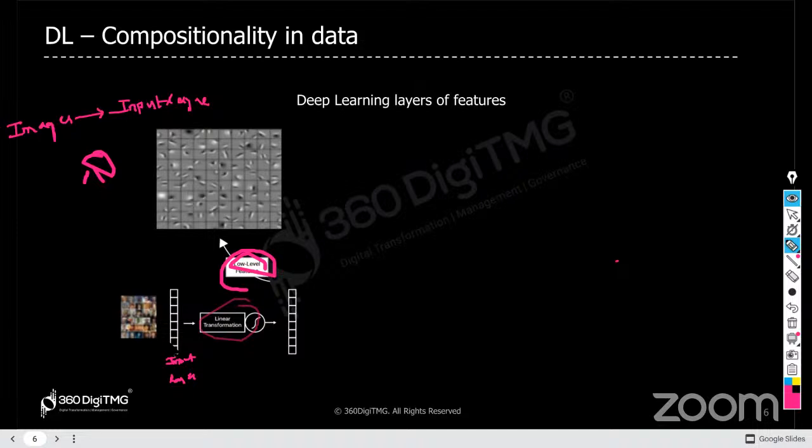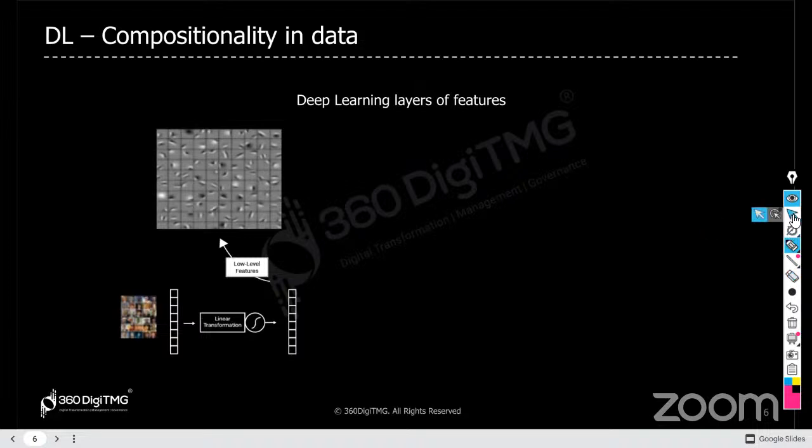What do you mean by low-level features? It means it will understand what is the pixel, what is the edge. All these things are captured in the hidden layer. Then the next hidden layer will capture mid-level features, which is nothing but what is the eye, what is the nose, what is the mouth of the person. Then you have the high-level features, which is nothing but your entire face. This is the level-wise compositionality.